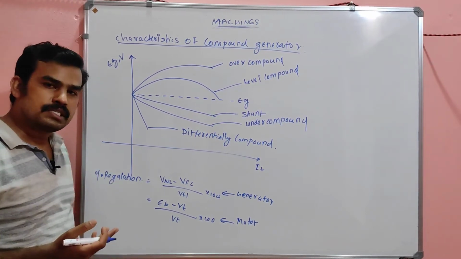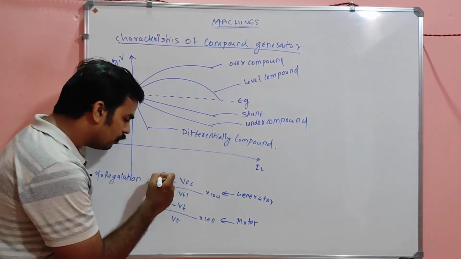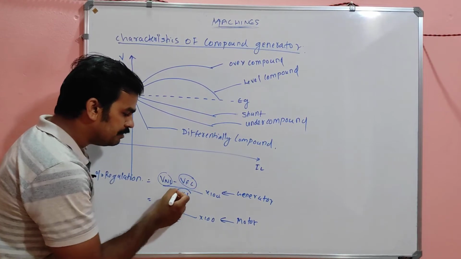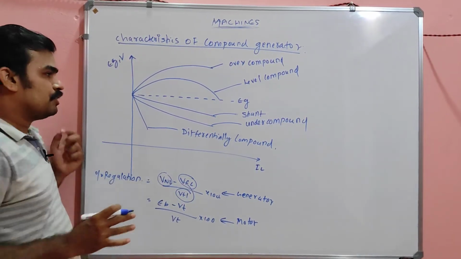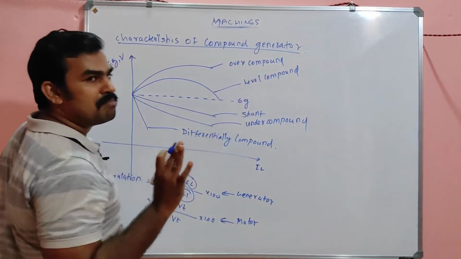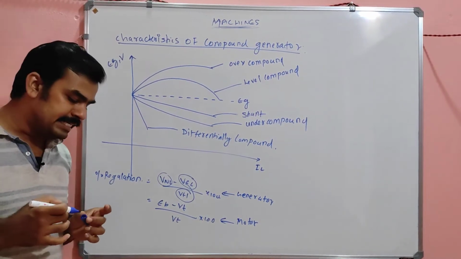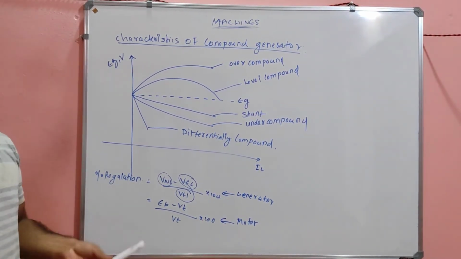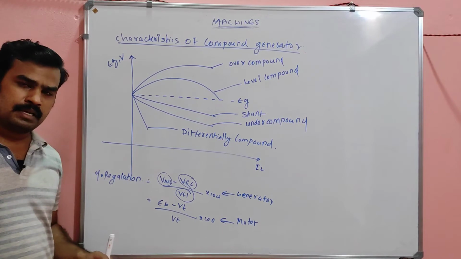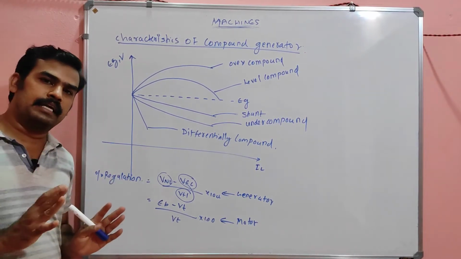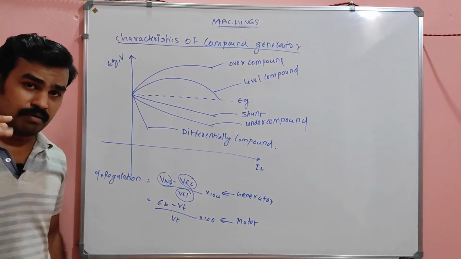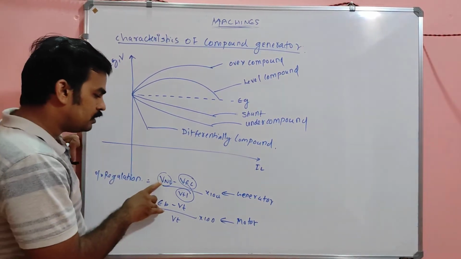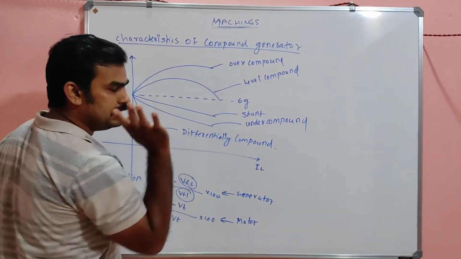So percentage of voltage regulation is nothing but, my dear, the no load voltage minus the full load voltage divided by the full load voltage. Here the no load voltage is the maximum voltage obtained in any DC generator, whether it be compound, series, or shunt, anything. The maximum value of voltage is obtained under no load condition only. That's very, very important, my dear. So that no load voltage is nothing but EG.